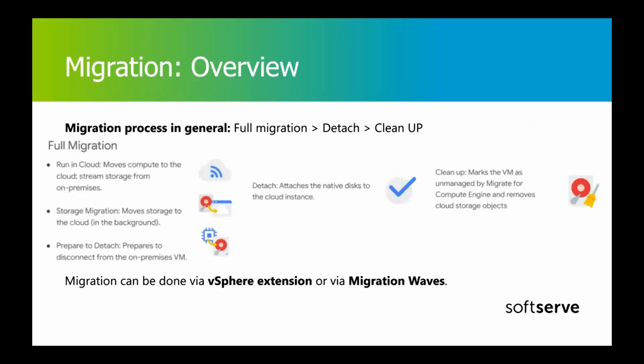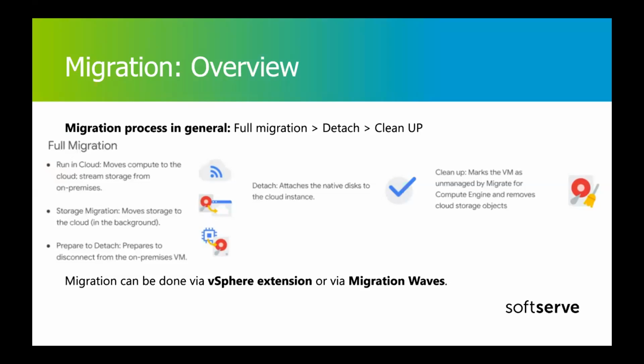Here is how the migration process looks in general. We have three main steps: full migration, detach, and cleanup. Full migration consists of three sub-steps. As I said, it's running cloud, where Velostrata shuts down the instance, creates a snapshot, boots in the GCP side, and storage streams. As a background process, it has the second sub-step, storage migration, where the data is copied.